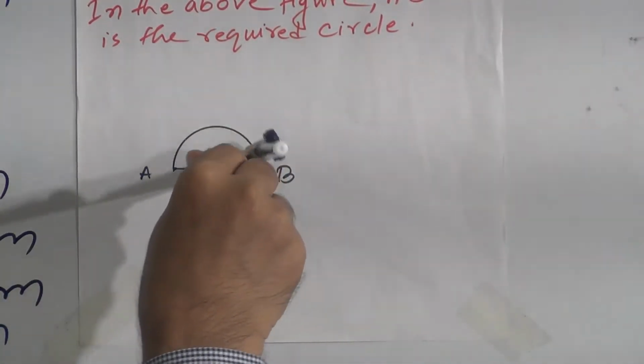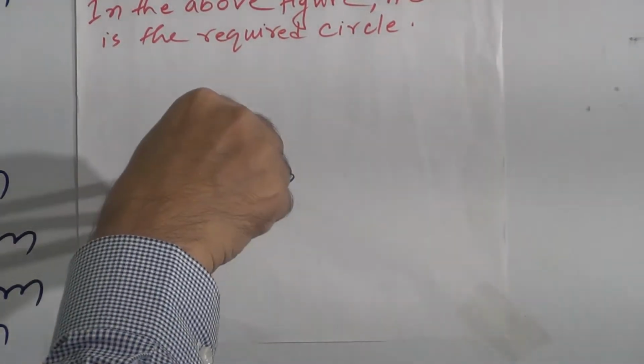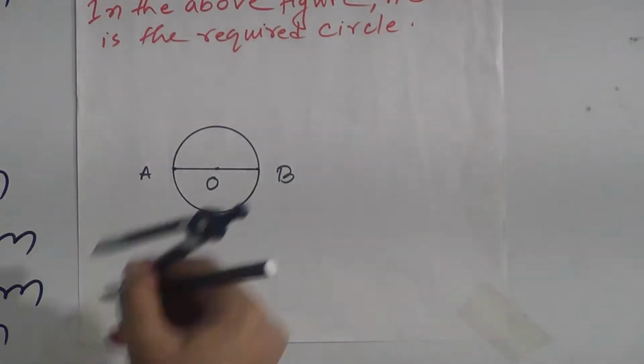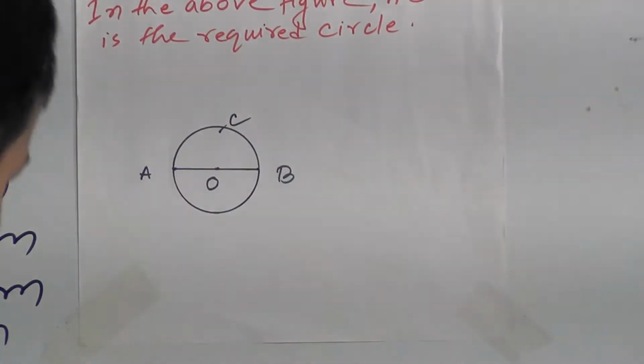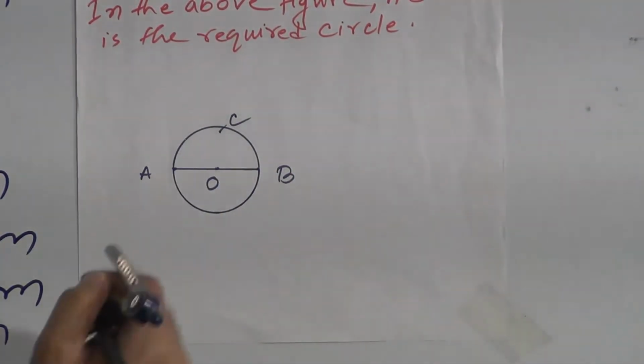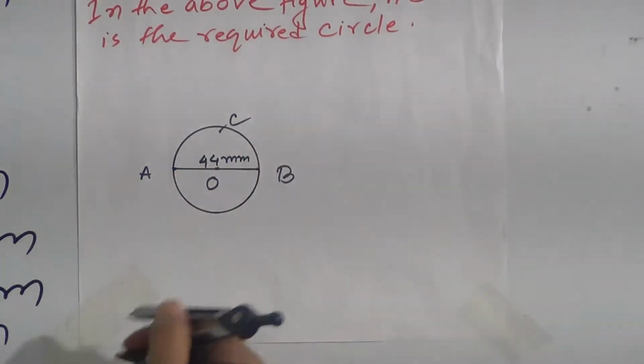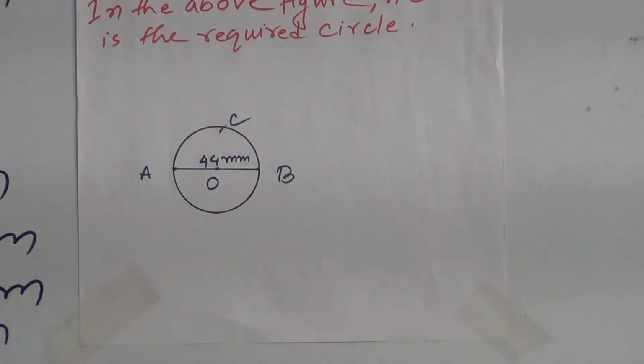Draw the circle. So this circle, suppose here is C is another point. This circle ABC is the required circle whose diameter is 44 millimeter, and radius, if we say, that will be 22 millimeter or 2.2 centimeter.